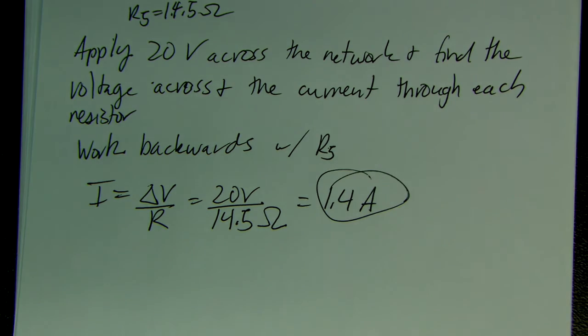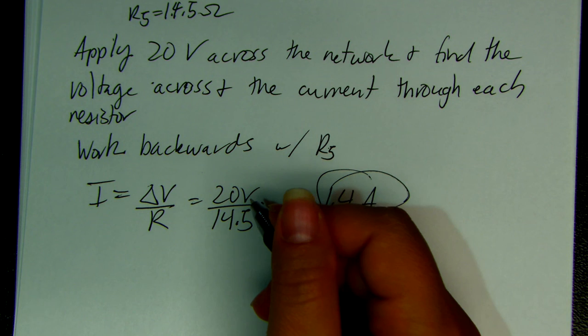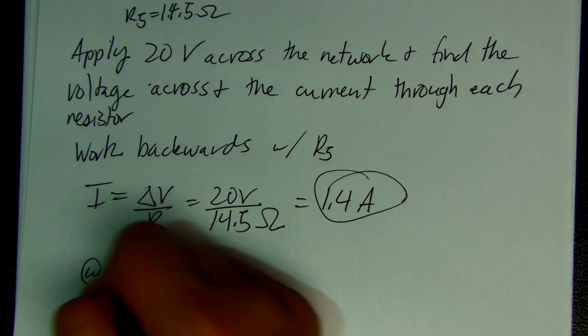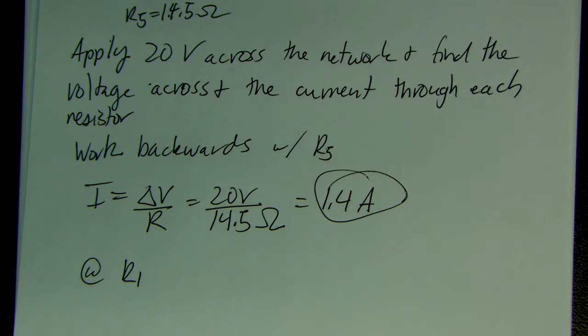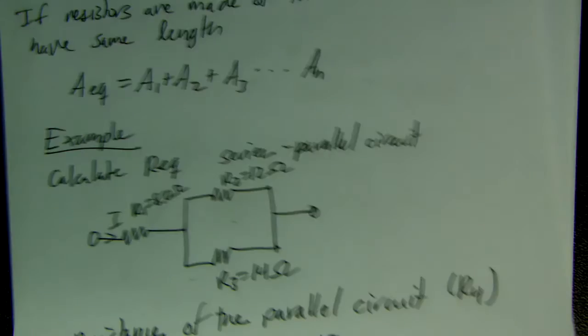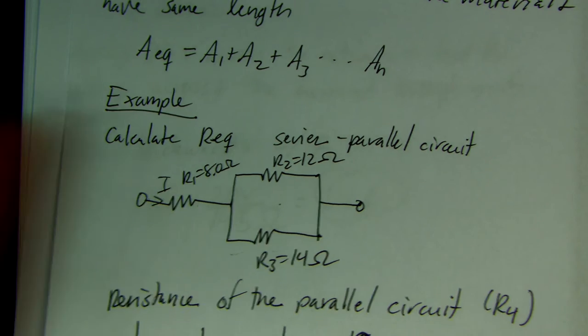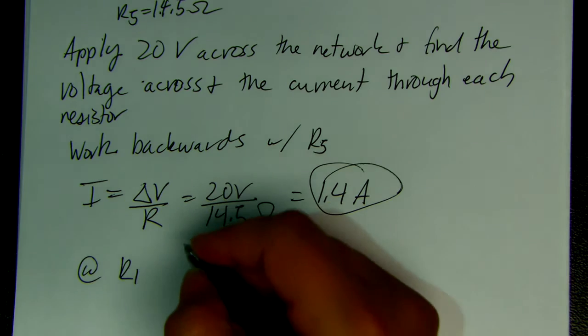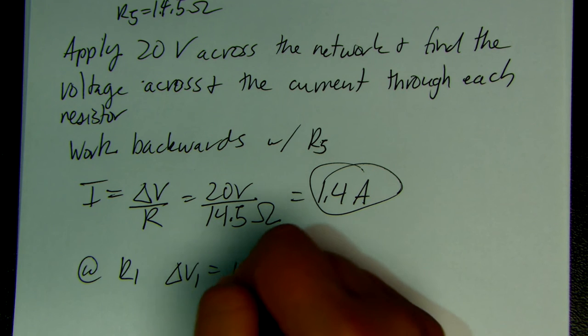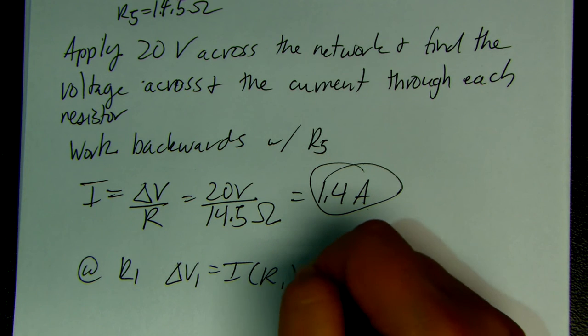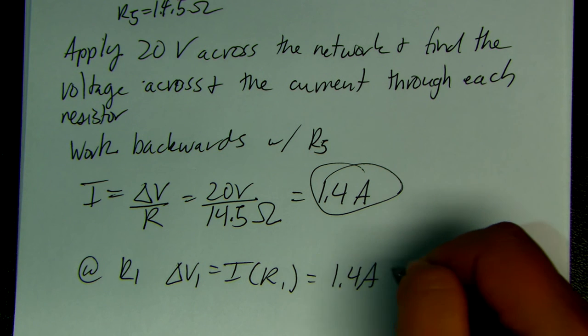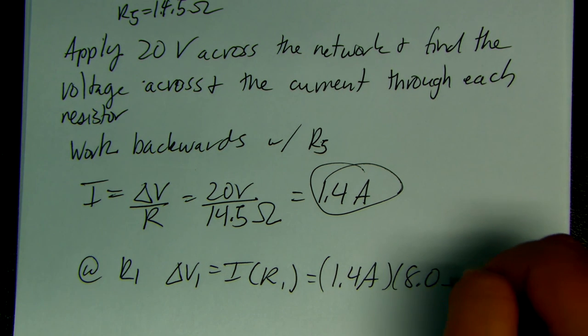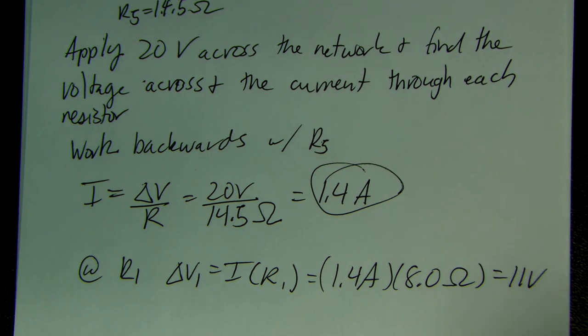All right, this is very useful because we know that this is a steady state circuit, so it will always, at any junction, have 1.4 amps of charge flowing through. So at R1, which if we follow our picture is right here, then delta V1 is equal to I times R1, which is equal to 1.4 amps times 8.0 ohms, which is equal to 11 volts.